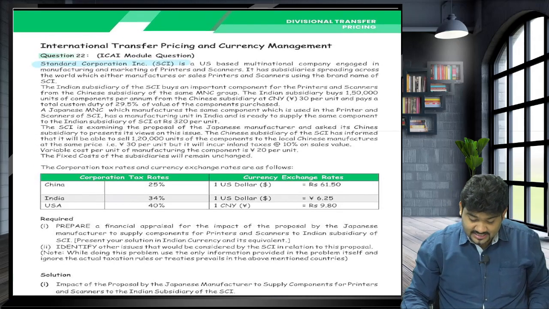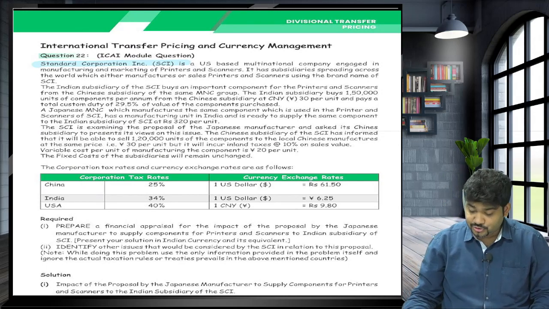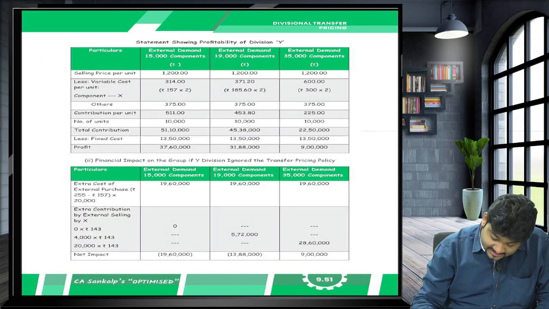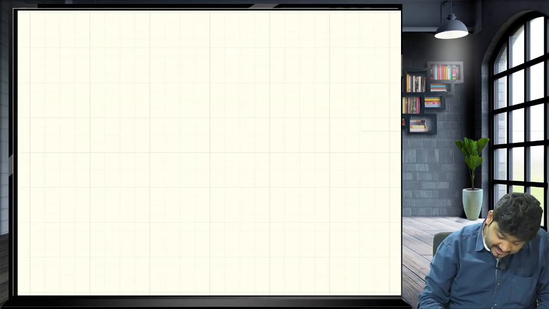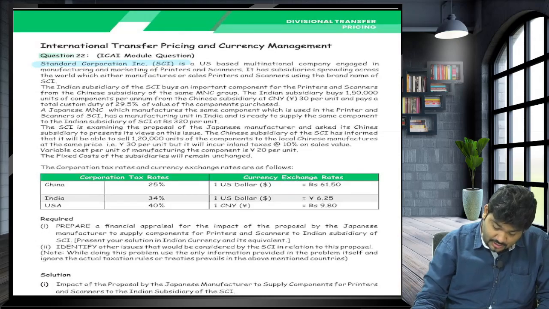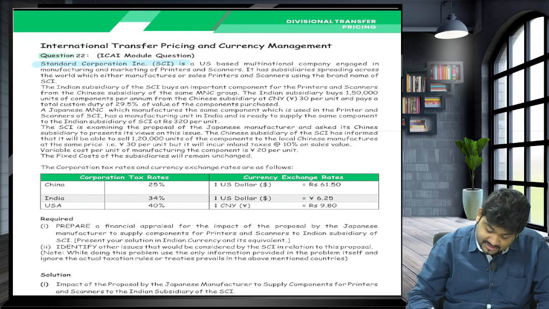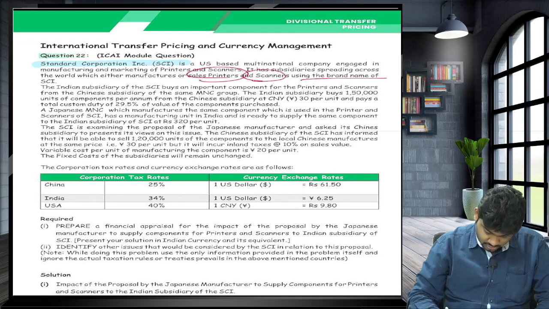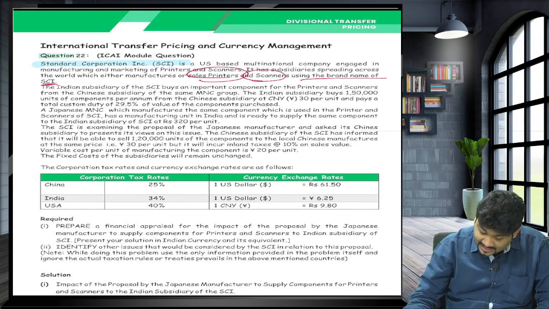Chalo guys, let us start. I am reading the question and as we are reading the question, we will make the summary and we will try to solve this kind of question that can be asked in the examination. So let us start. Here we are, international transfer pricing question, and this question is in your module as well. SCI is a US based multinational company engaged in manufacturing and marketing of printers and scanners. It has subsidiaries spreading across the world which either manufacture or sell printers and scanners using the brand name of SCI. The Indian subsidiary of SCI buys an important component for the printers and scanners from the Chinese subsidiary of the same MNC group.